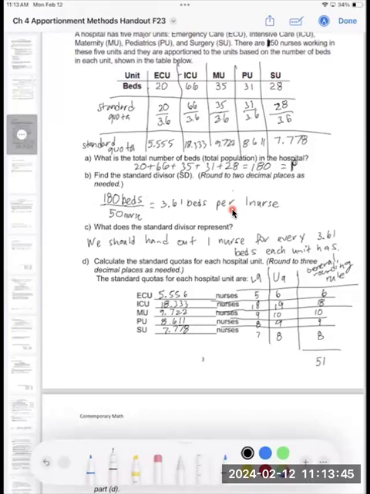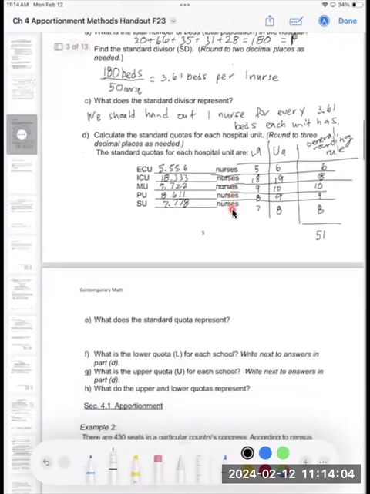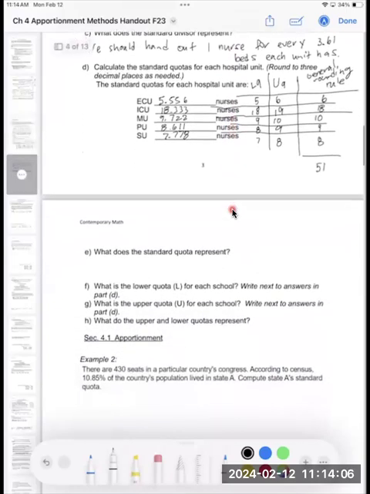Basically, we're just going to see different ways of rounding those numbers and making sure that we give out exactly the right amount of nurses. So that's an apportionment problem. But I just wanted to show you that just doing regular rounding won't work. So what does the standard quota represent? It represents the exact amount of nurses that they deserve.